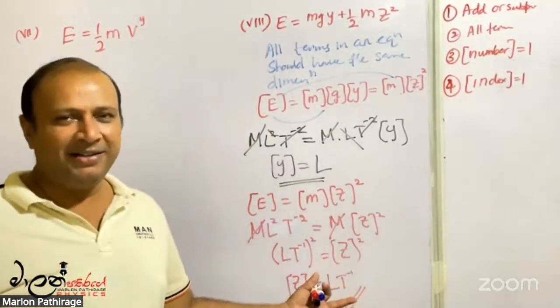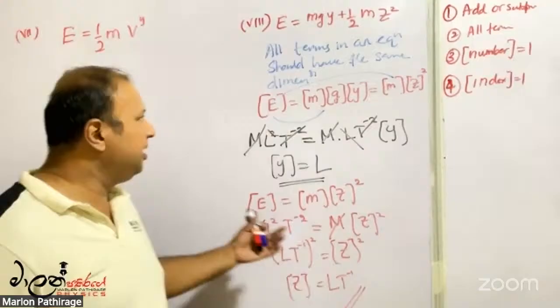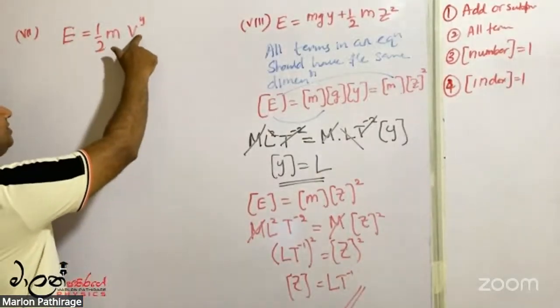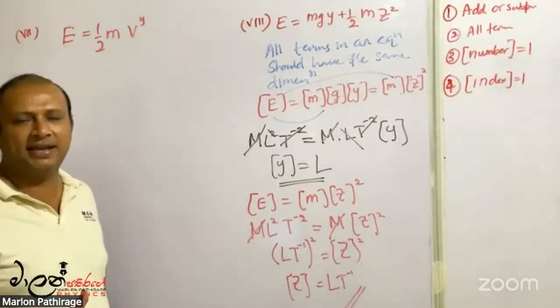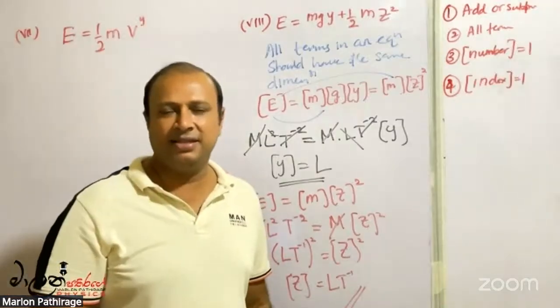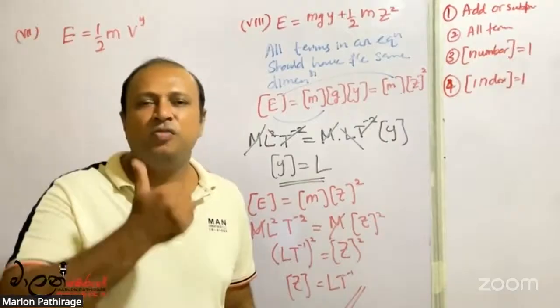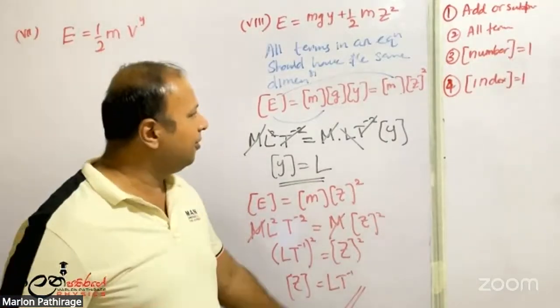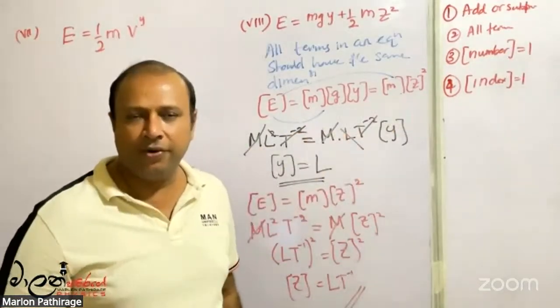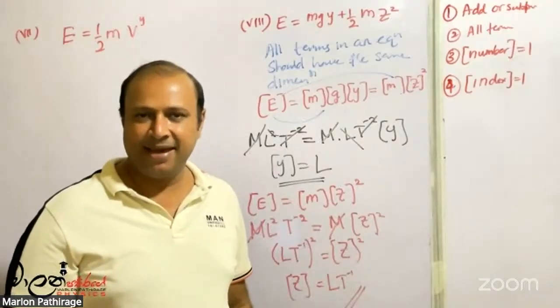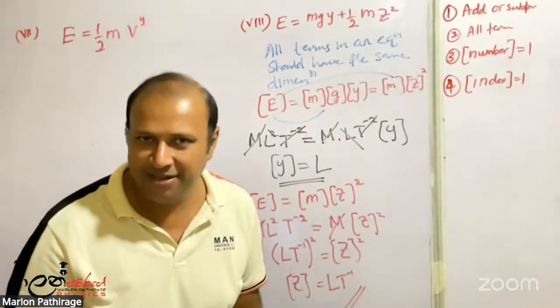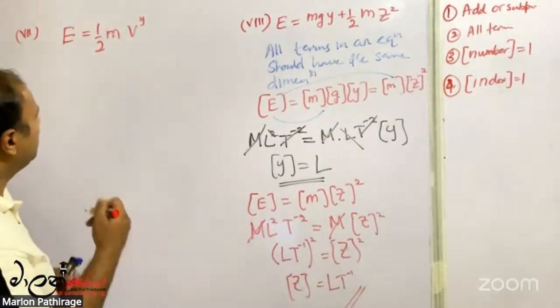Now it is a very direct answer. Y is an index. If it is an index, it should be a number. Therefore, according to rule number 4, index has no dimension. Therefore, you can write this one now.